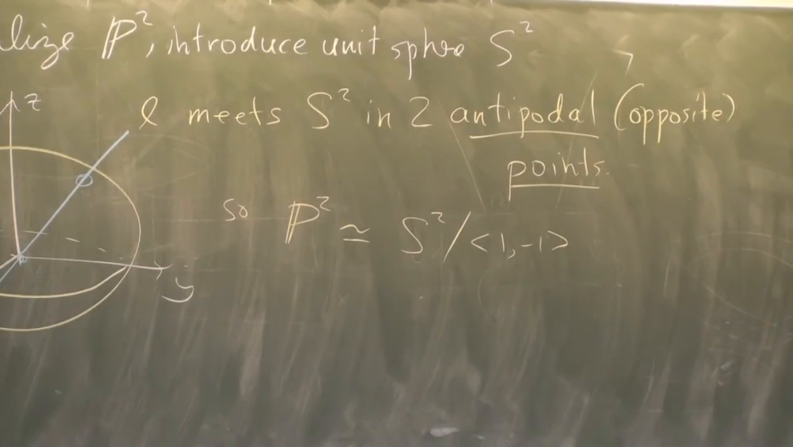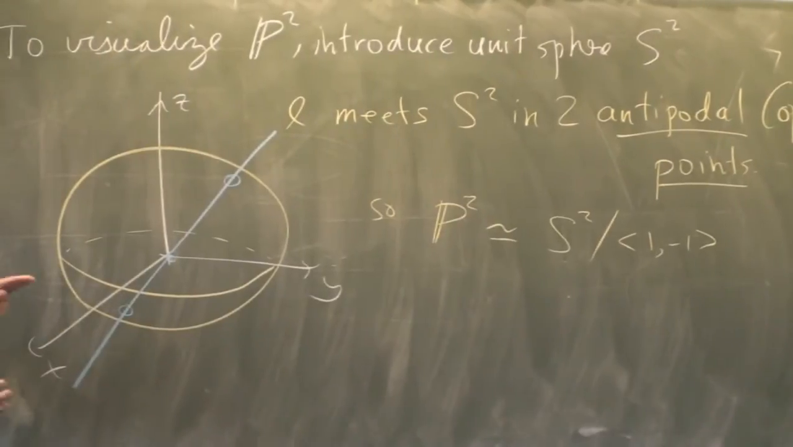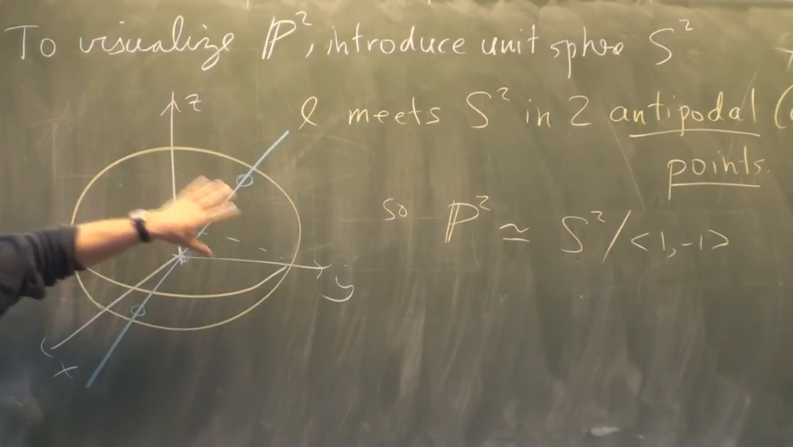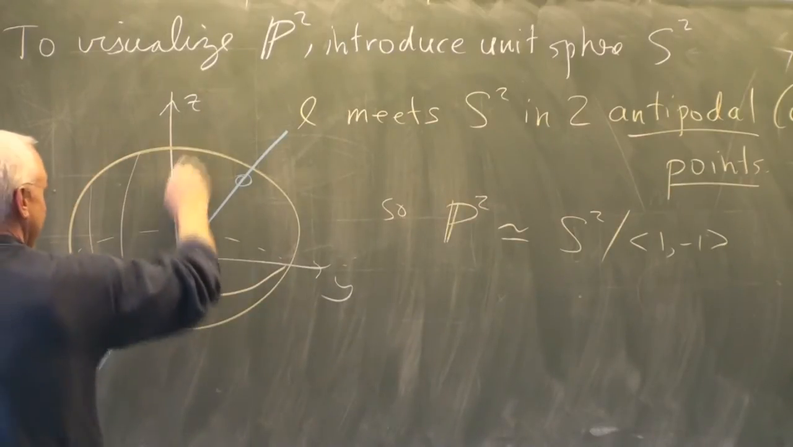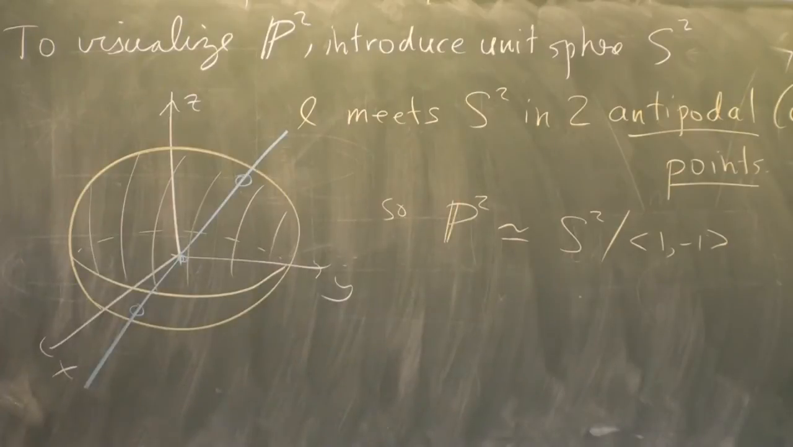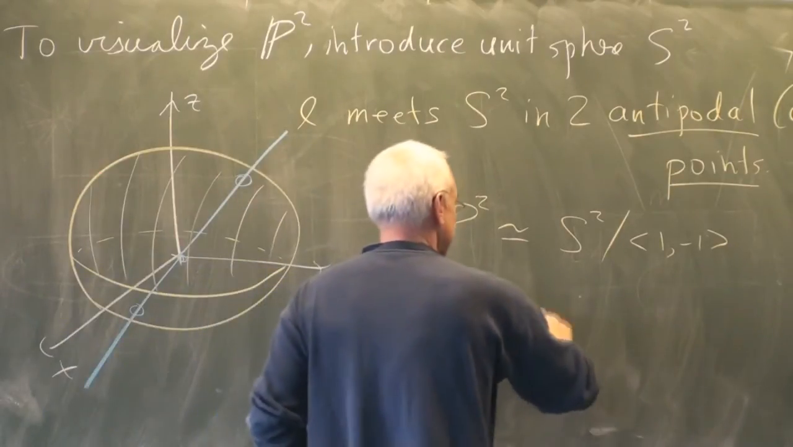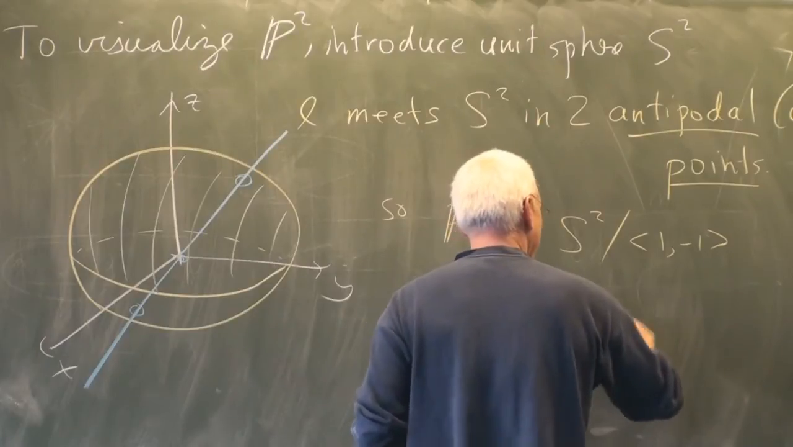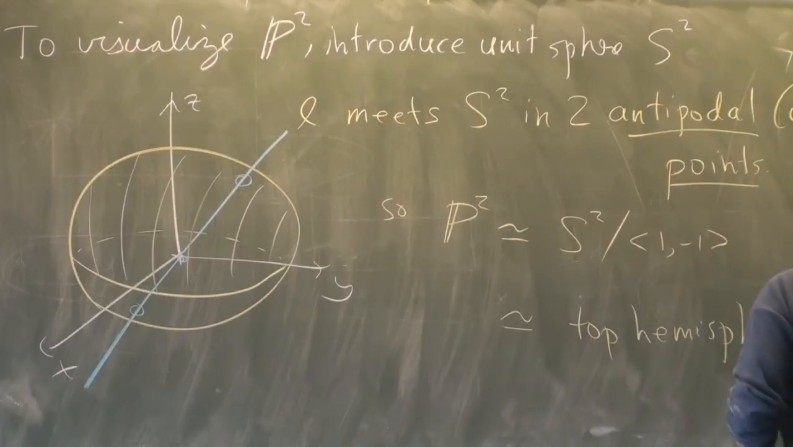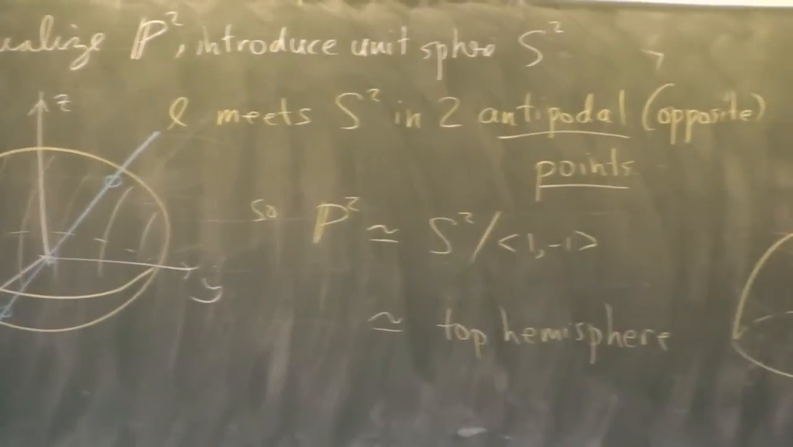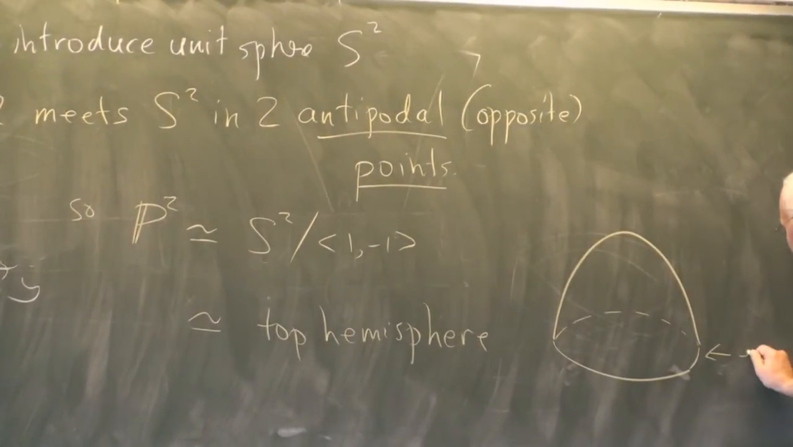Now, if we're identifying those, then it's a little bit simpler. We could say, well, why don't we just restrict ourselves to the northern hemisphere, to the top of the sphere. Okay. So if we just restrict ourselves to the top of the sphere, then we can say that this is the same as the top hemisphere. Let's draw that again. So there it is there. Here's the top hemisphere with the equator down at the bottom.